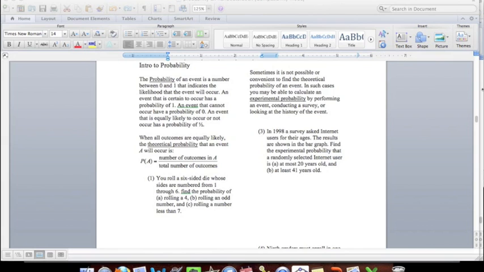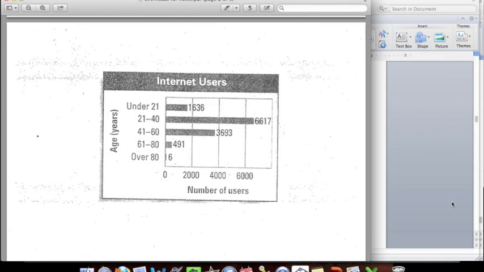So experimental probability is found by either trying coin flips or rolling dice or by taking surveys of data. So this question refers to a survey, which you don't have the data for. So this is the survey data it refers to. It says this survey was taken in 1998 and asked internet users for their ages.